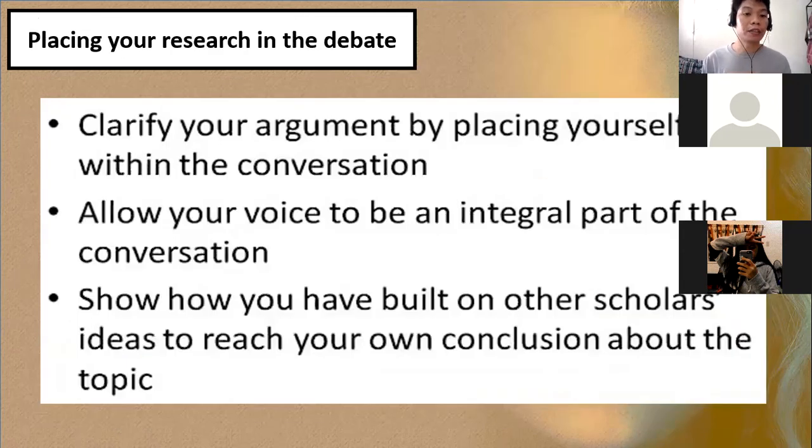Okay, placing your research in the debate. Clarify your argument by placing yourself within the conversation. Allow your voice to be an integral part of the conversation. Show how you have built on other scholars' ideas to reach your own conclusion about the topic. So in simple words, your own work should be noticeable. Your own voice should be observed when you write. So readers should know which part is your own work, which part is your own understanding based on the information that you have gathered.